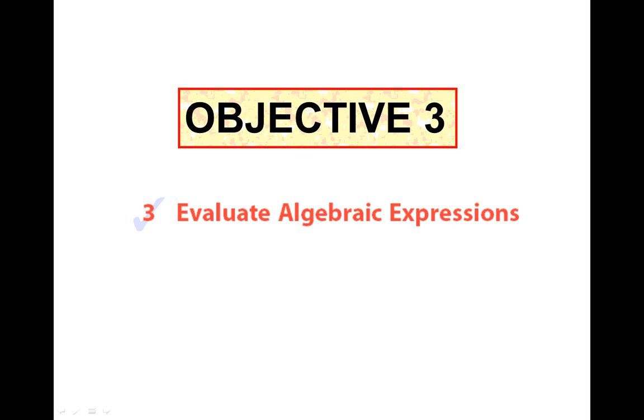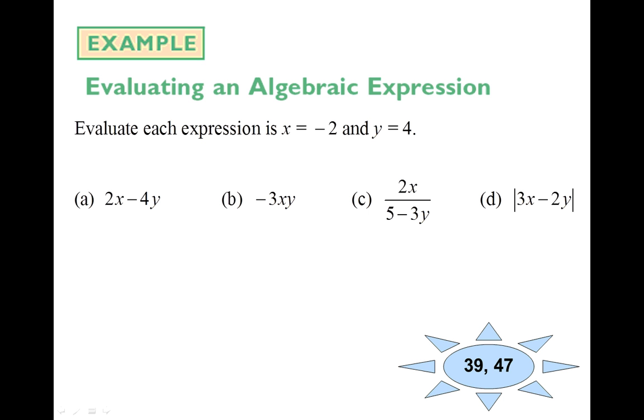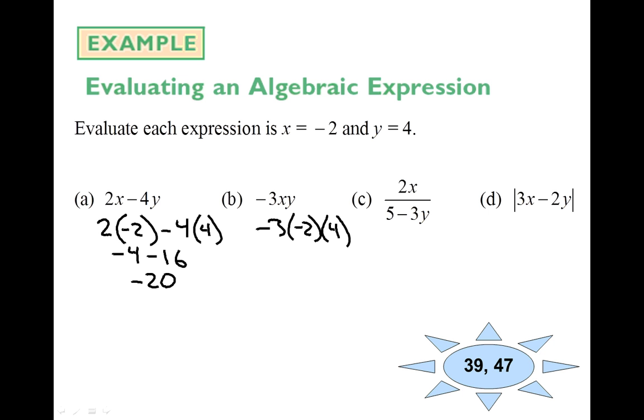Let's move on to the third objective, evaluating algebraic expressions. All right, so a bunch of them in here. If x is -2 and y is 4, remember we're going to substitute. So 2 times x becomes -2, minus 4, y becomes 4. So we've got -4 minus 16, -20. Careful with our negatives. -3, -2, and 4. -3 times 2 is 6. Positive now, times 4 is 24.